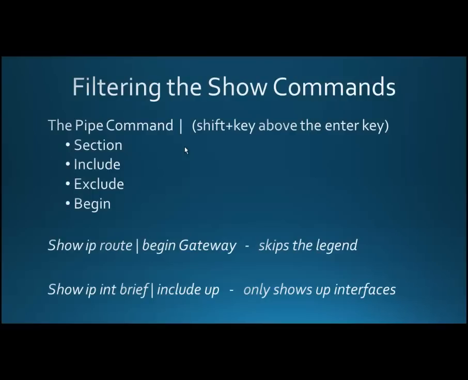You can use the pipe to filter through the commands. Remember, in our labs we typically have small 2 or 3 page configuration files. But imagine how big the configuration files are at Time Warner Cable. So you need to be able to filter to get to what you want. I can do show IP route, pipe, begin gateway, and that will skip the legend at the top. Or I could do show IP interface brief, pipe, include up, to only show me the operational interfaces. So the pipe command does that. And after the pipe you can do section, so section EIGRP, or include up interfaces, or exclude down, or begin at interfaces.